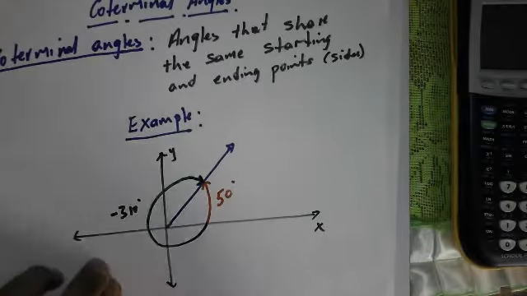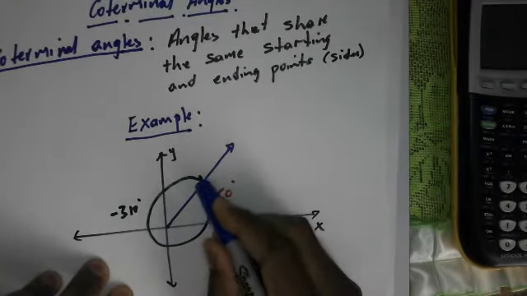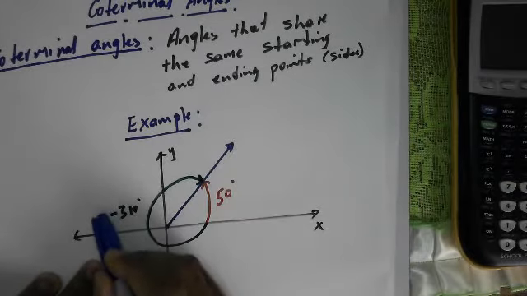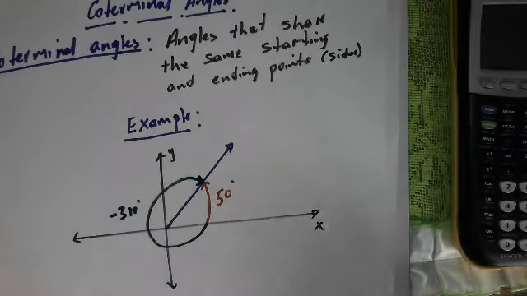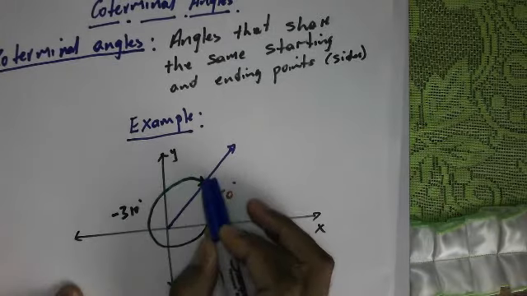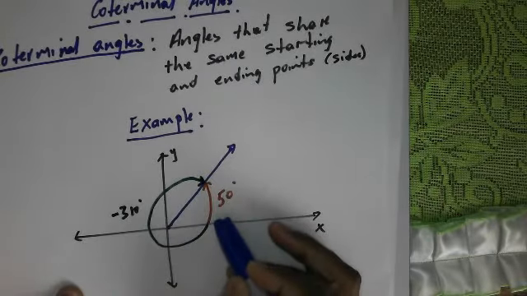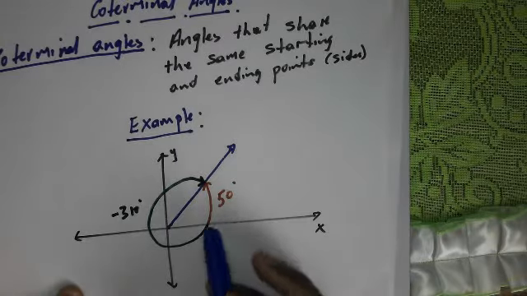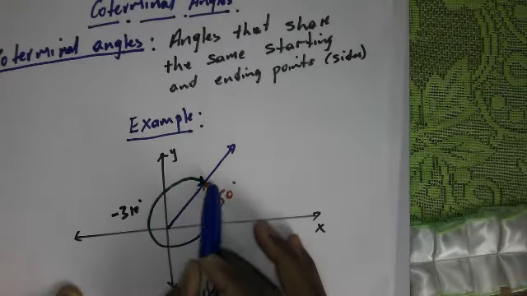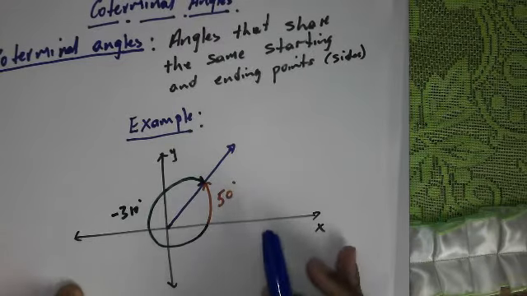Here's one of the coterminal angles. It starts here at the x-axis and it ends here as well. So this 50 degrees would be a coterminal angle for this negative 310. And how do you get it? One way is that if you move from here to here, and that is 310, how much more would you need to reach negative 360? You would need negative 50 more. But because you're going in the counterclockwise direction, that would be positive. So that's 50 degrees.